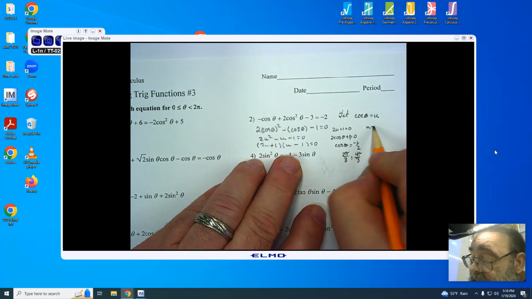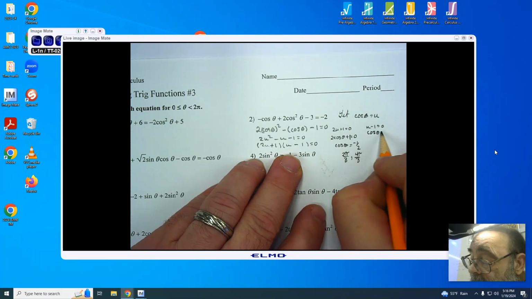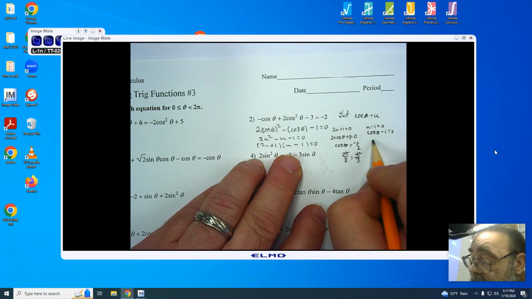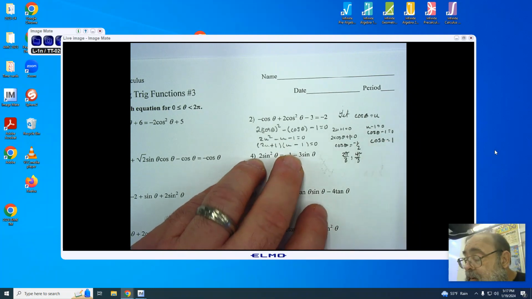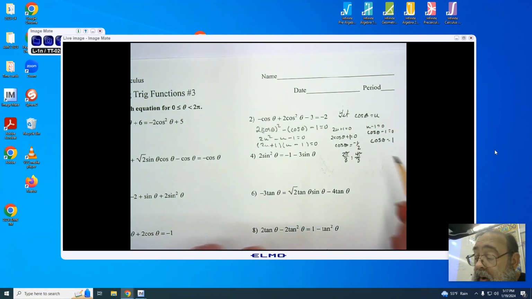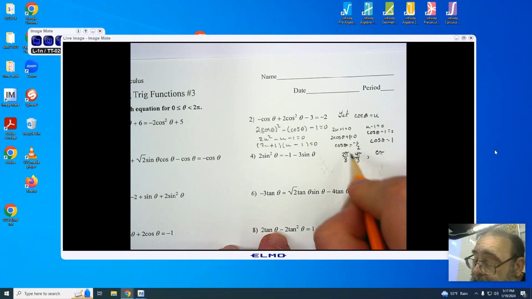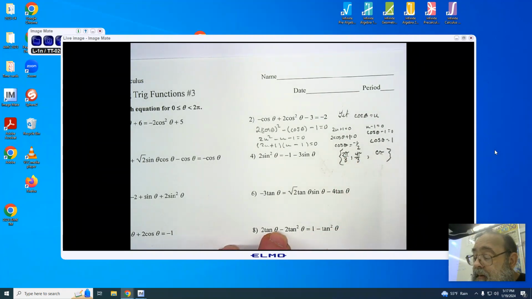I then go to the next piece. This is u minus 1 equaling 0, so cosine of theta minus 1 equals 0, and therefore cosine of theta equals 1. We know that cosine of theta is going to be a positive 1 at 0 pi, and you'll notice I now have 3 solutions for number 2.